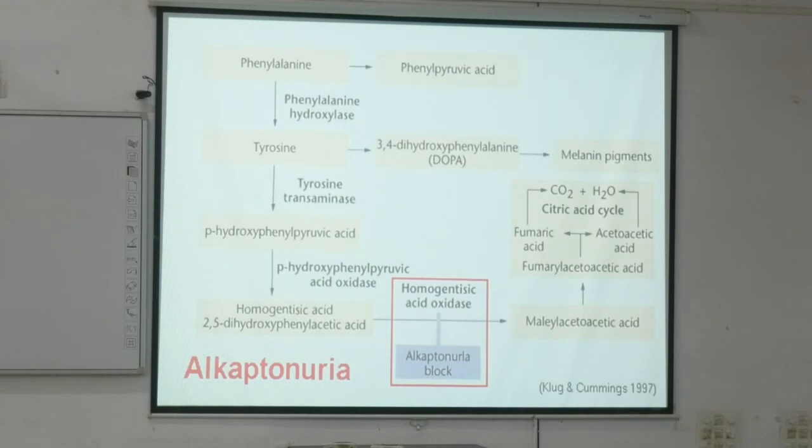So this homogentisic acid will first start increasing in your blood levels, and then it will start getting deposited in your tissues. Where will it deposit? Around the skin, in the white of your sclera, and it will diffuse inside your joints, causing arthritis. Clear? Very good. So now we are done with alkaptonuria.